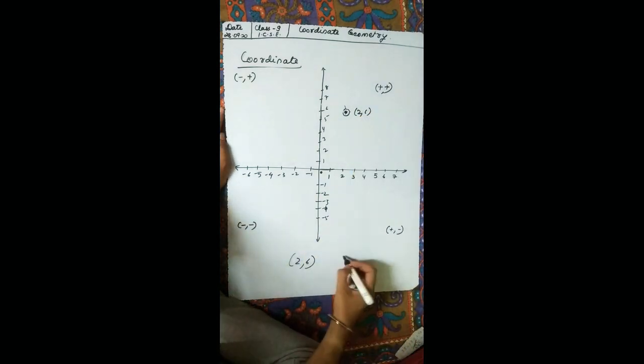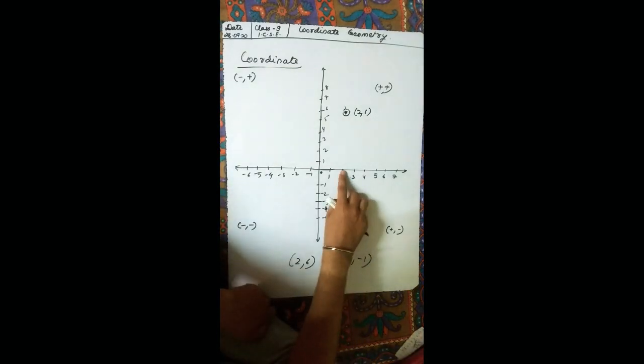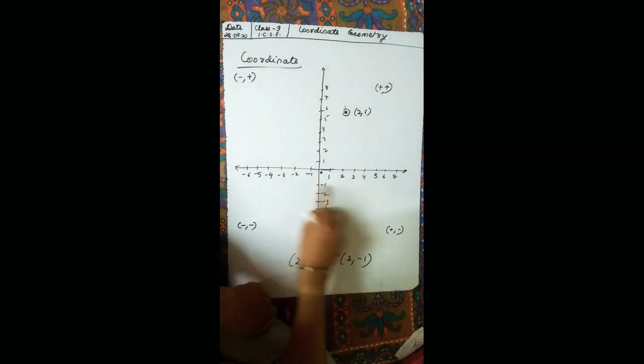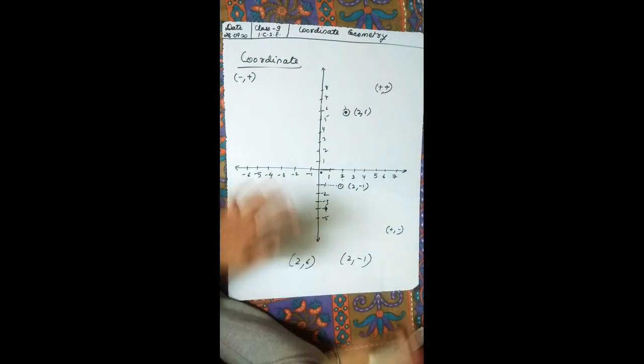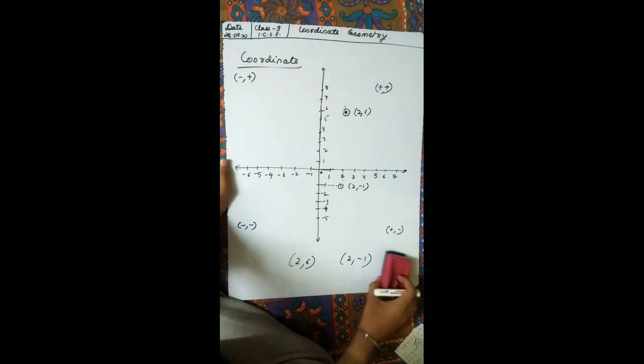Alright, now say for example I'm taking 2, -1. So x is again 2 and y is -1, so -1 here. This will be the point. Understood? 2 and -1. So like that we have to do. I hope you have understood this.